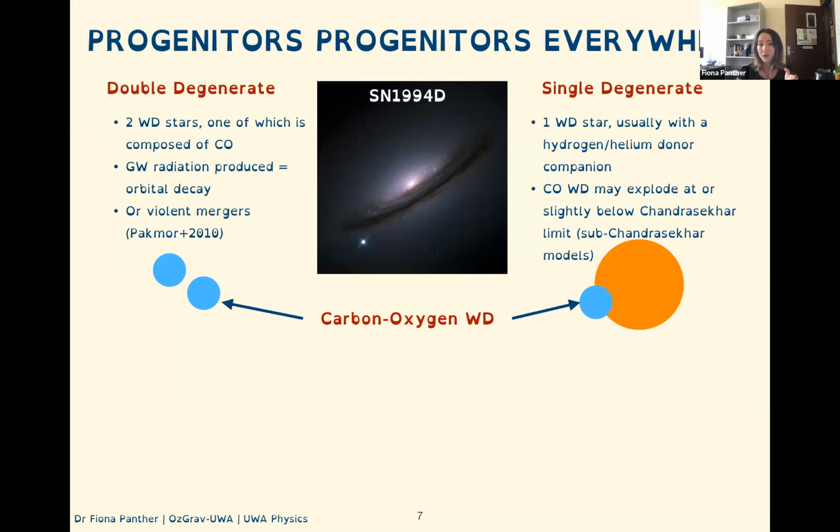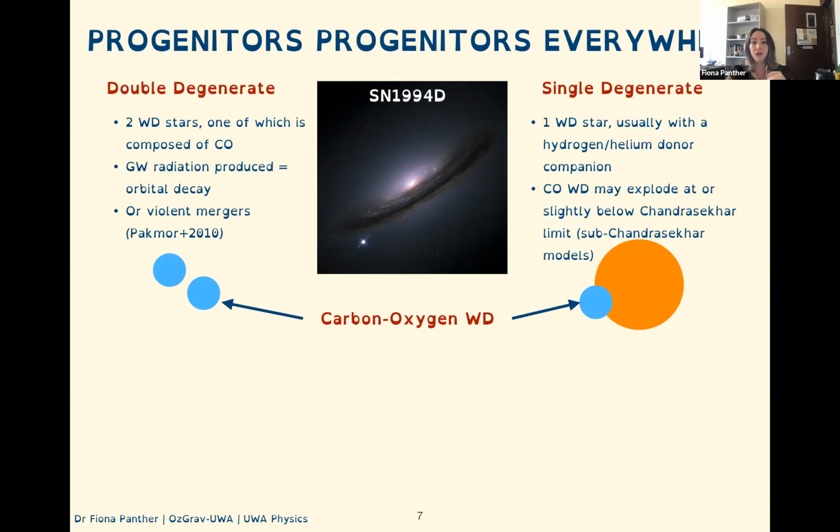The other model, which I prefer the double degenerate models in general for most type 1A supernovae, but there is another camp which prefers the single degenerate model. So here you have your one carbon-oxygen white dwarf star, and it has a companion, which is usually a hydrogen or helium donor. So it's usually something kind of on the red giant branch, and it's going to go through something like common envelope or Roche-lobe overflow, and it's eventually that mass will accrete onto the white dwarf, and then the carbon-oxygen white dwarf will eventually explode. And it can explode slightly below the Chandrasekhar limit, which is a sub-Chandrasekhar model, or it can explode at the Chandrasekhar limit. So there's a lot of uncertainty when it comes to progenitors. There's probably some combination of these two processes which produce this population of transients.